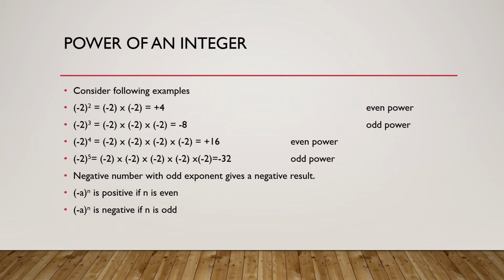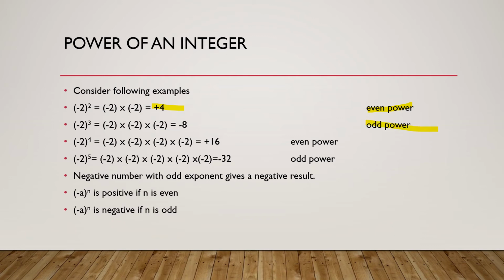Power of an integer. Consider the following examples. Minus 2 is an integer and its power is 2. Here we have what? We have even power over here. So means we will multiply minus 2 twice. Minus sign will multiply with minus sign, we get positive 4. Now minus 2 power 3 means we have odd power over here.